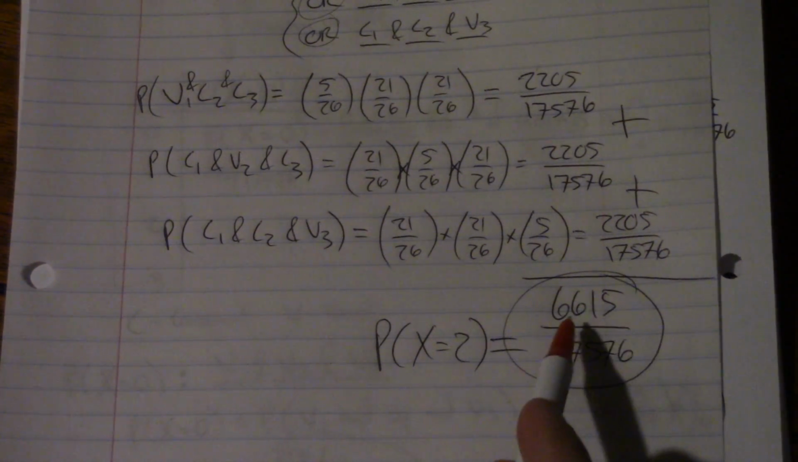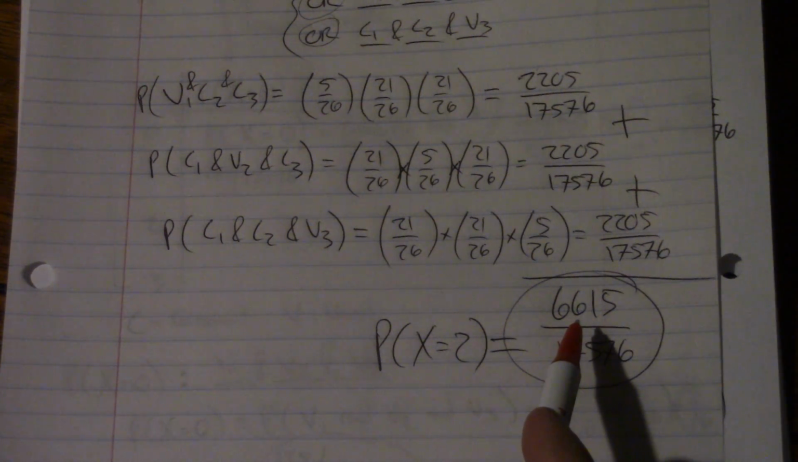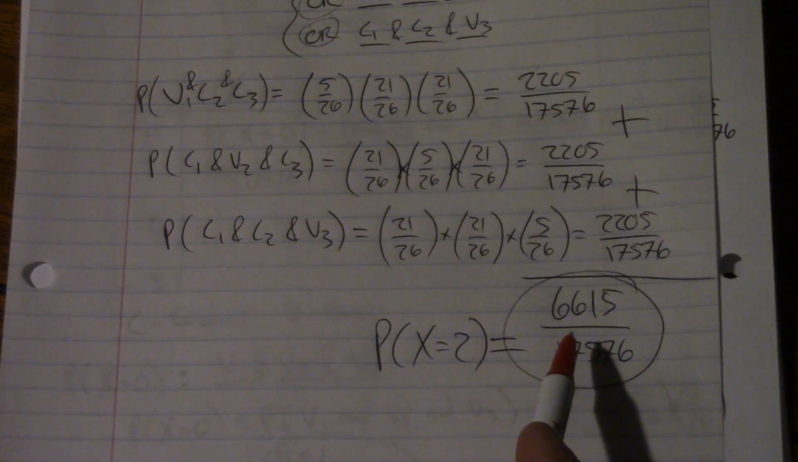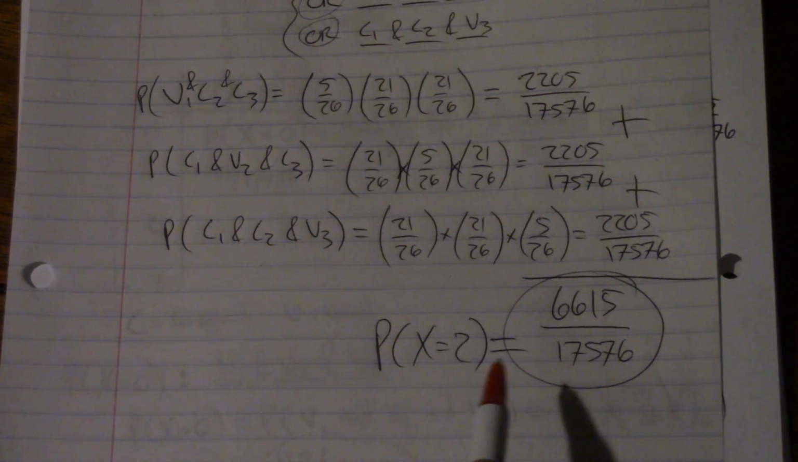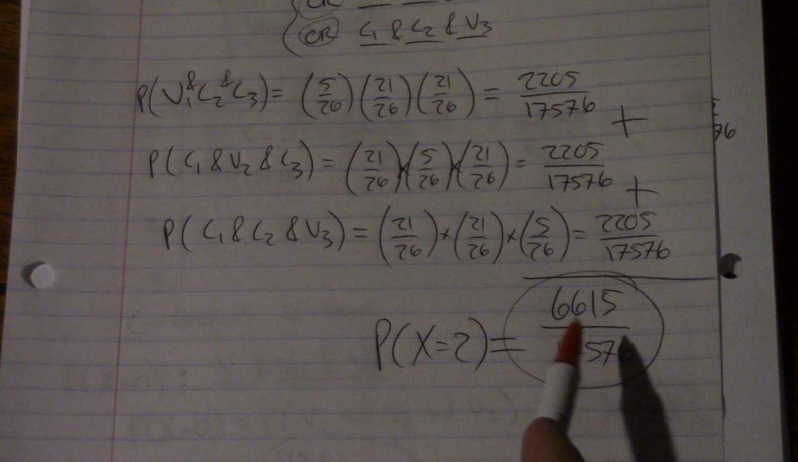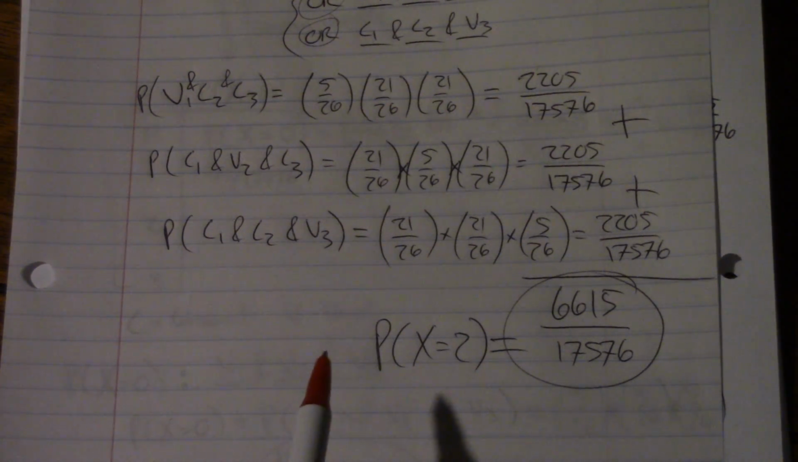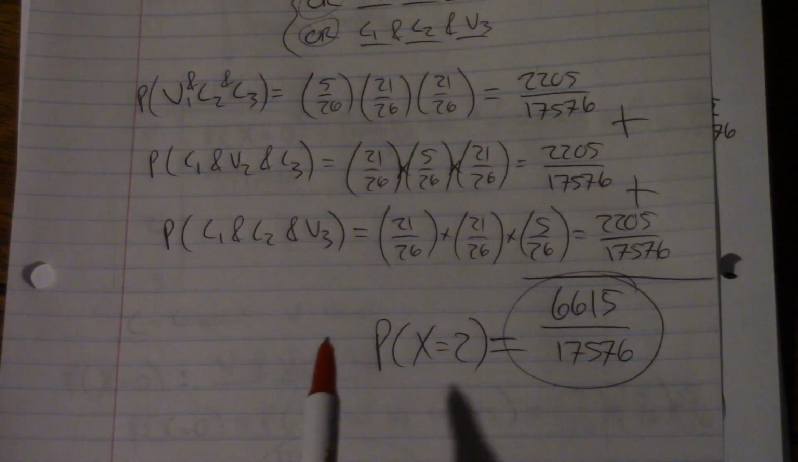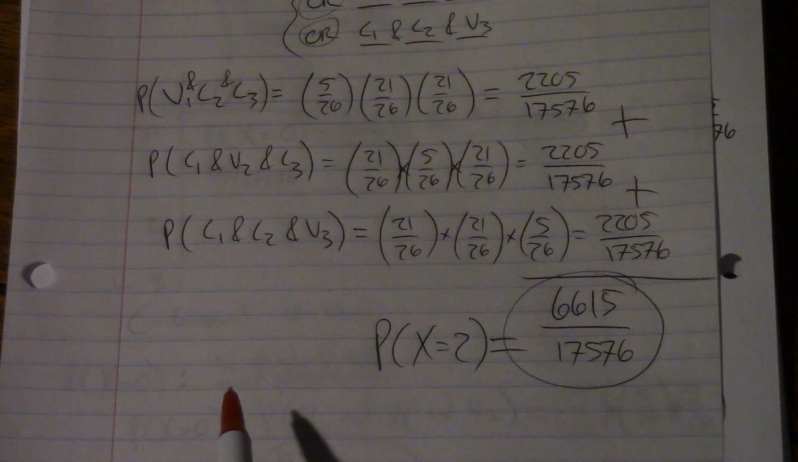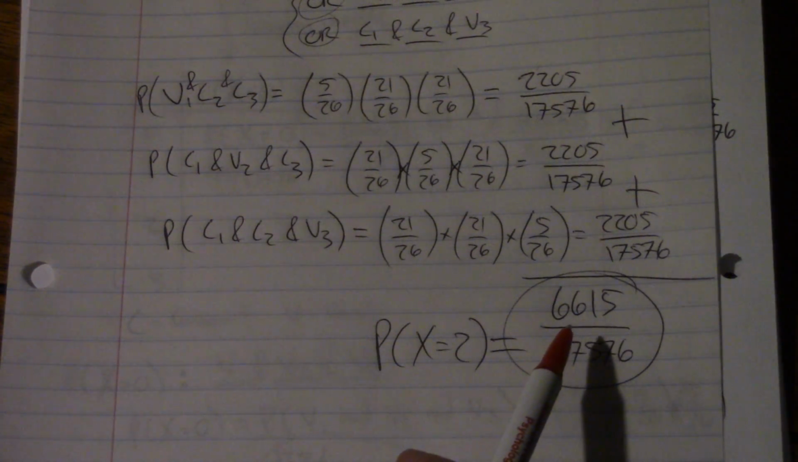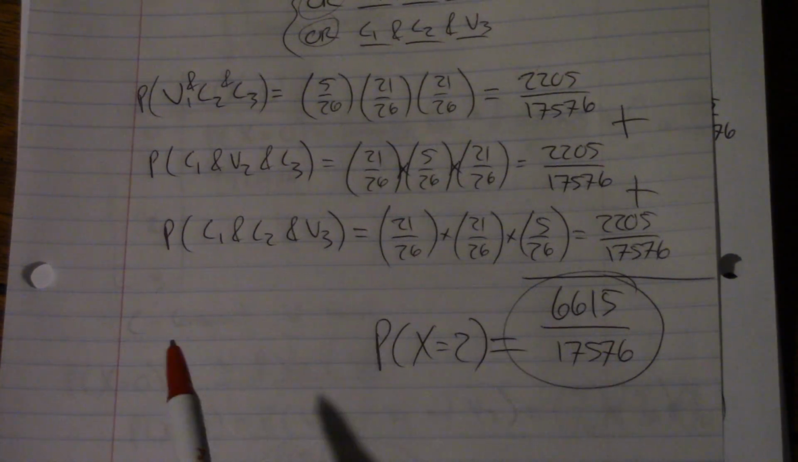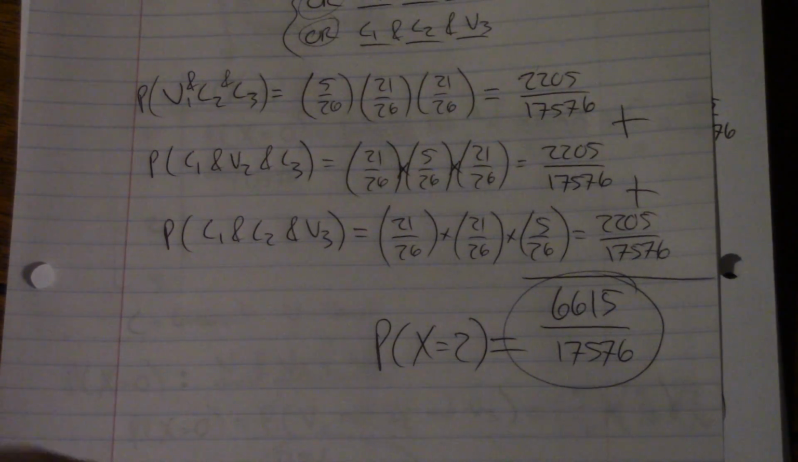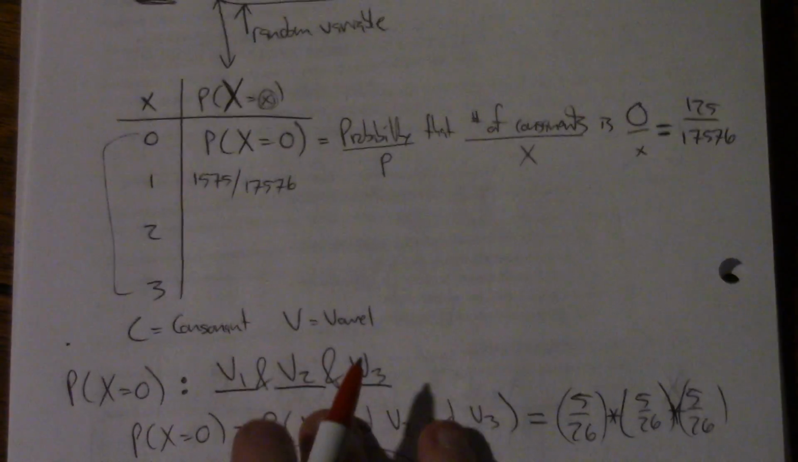And again, this probability is larger than the probability that x was 1 and the probability that x was 0. This makes sense. We should see more consonants. It should be more likely to have more consonants than vowels, so the probability of having 2 consonants should be somewhat large, and that's what we see here. So we can add that to our distribution.